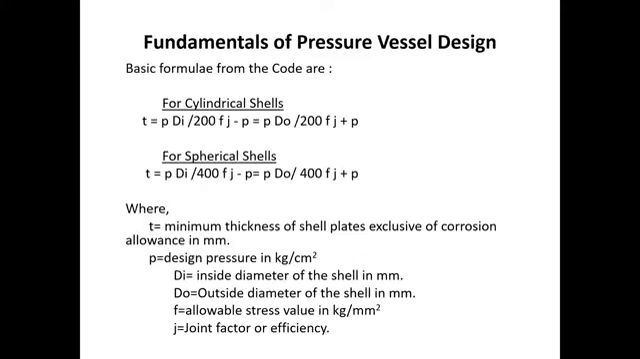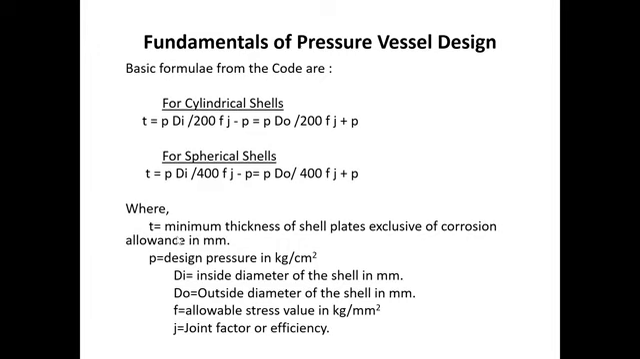This is the basic formula in the code for pressure vessel design. We have to calculate the thickness of the pressure vessel; that is one of the main parameters. For cylindrical shells, the formula is t = P·Di / (200·Fj − P), or equivalently t = P·Do / (200·Fj + P). For spherical shells, t = P·Di / (400·Fj − P), or equivalently t = P·Do / (400·Fj + P), with 400 instead of 200.